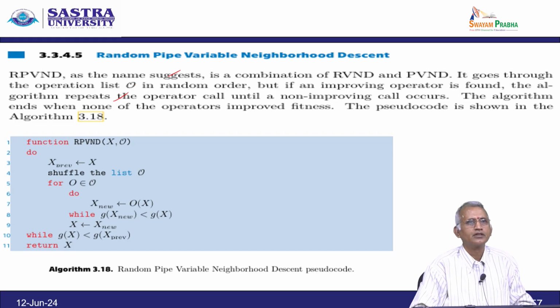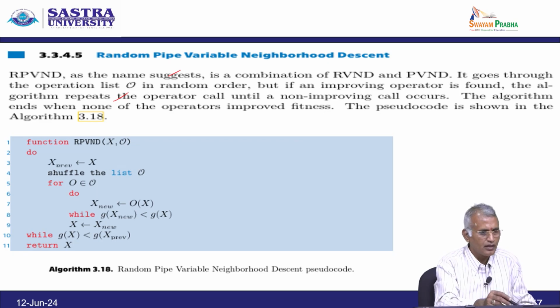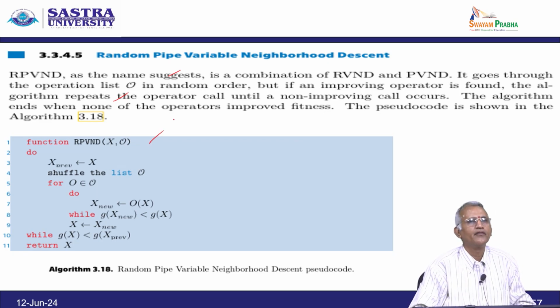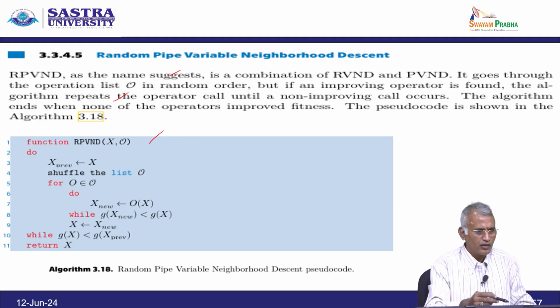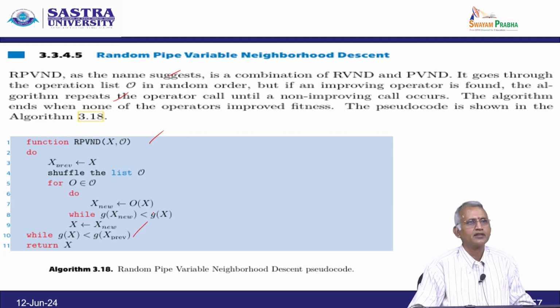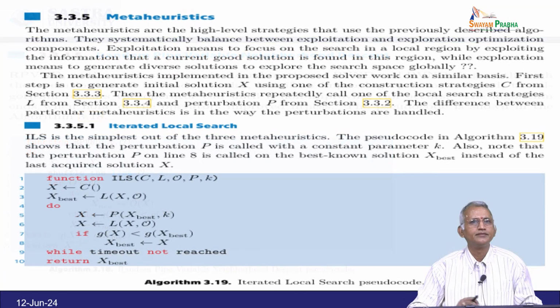So, the pseudocode is shown in the algorithm of function RPVND of x, O: do x_new is x, and then shuffle the list O; for o in O, do x_new is o of x, while g of x_new is less than g of x and x maps to x_new, while g of x is less than g of x_previous, and return x. So, this is called the random pipe variable neighbourhood descent pseudocode.